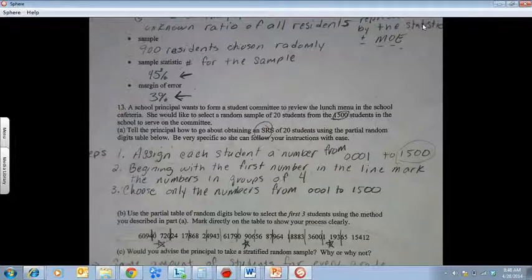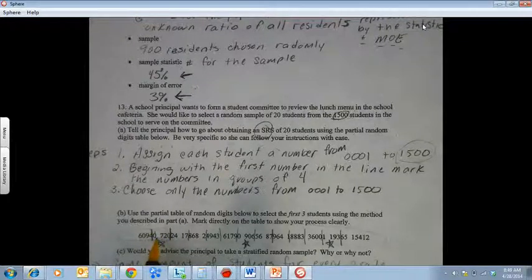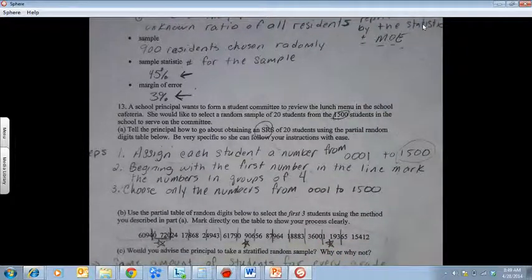Number 2, beginning with the first number in the line, mark the numbers in groups of 4. So starting here with 6, I do 1, 2, 3, 4, mark, and then 1, 2, 3, 4. This 0 stands for part of the number here. It's all one number even though there's a space. Okay, and keep going until you are done with the line. And then choose only the numbers that are from 0001 to 1,500.